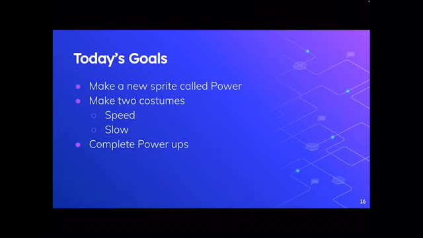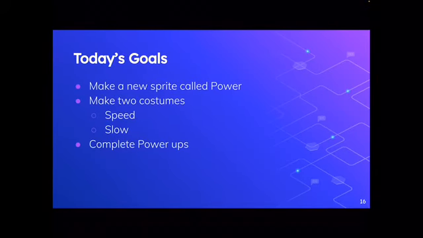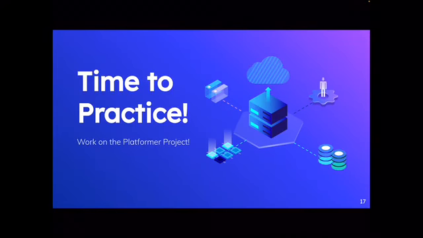Okay, so today's goal is, first of all, to make a sprite called Power, and we want to make 2 costumes, which are essentially speed and slow. Those are our 2 power-ups. Then we're going to complete those power-ups by adding blocks to make the player go slower or faster, and also to make it clone itself and fall through the level. So let's get practice.